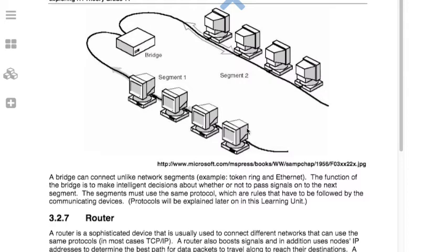And here's another diagram. If all the communication happens in segment 1, the bridge will prevent that data from going out to segment 2. So it's all to reduce network traffic.